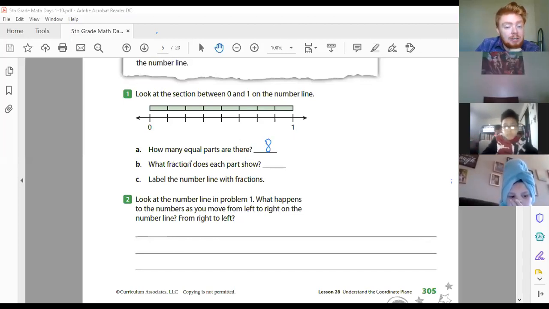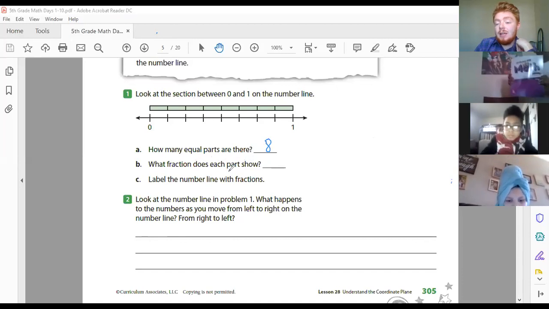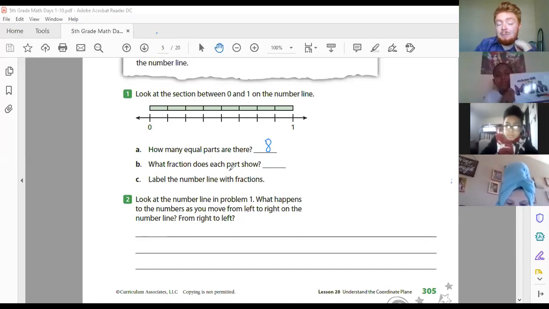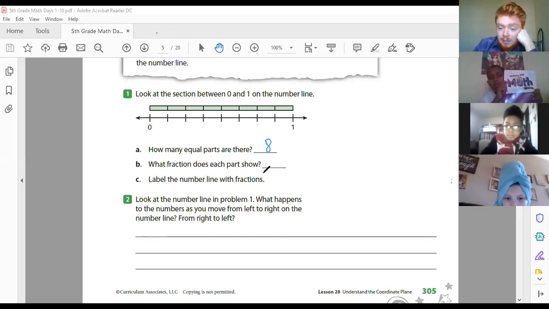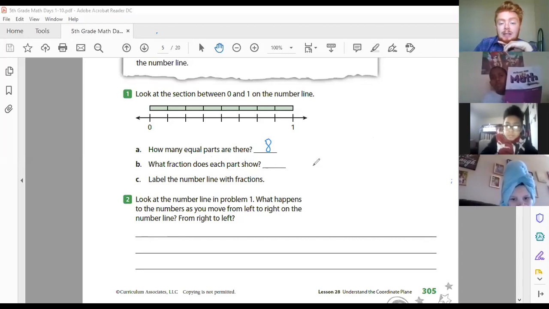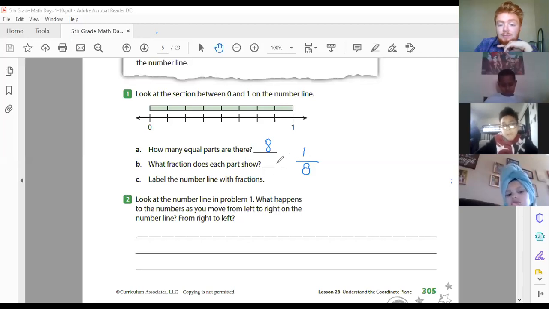What fraction does each part show? It's an interesting question. Does anybody know the answer? If so, write it in the text box. 1/2, that's a good guess. Alexis, yes, that is correct. All right, 1, 2, 3, 4, 5, 6, 7, 8. So we know that 8 is going to be the bottom number. And if this is individual, it's 1/8. Okay, so the answer for the fraction is 1/8.